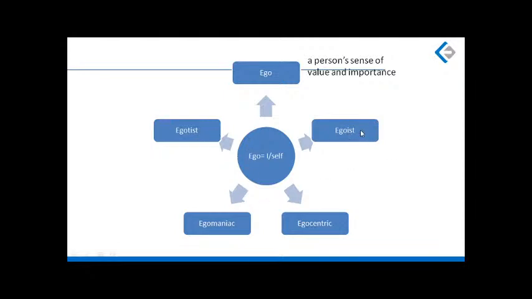So if I want to talk about levels of being self-obsessed, first is egoist, the next level is egotist. The egoist puts himself at the center, but he's not going to really get on your nerves. The egotist actually gets on your nerves. Then I go to the next person, egocentric.